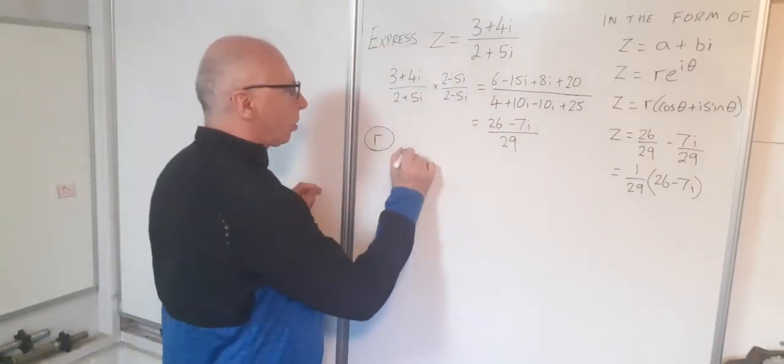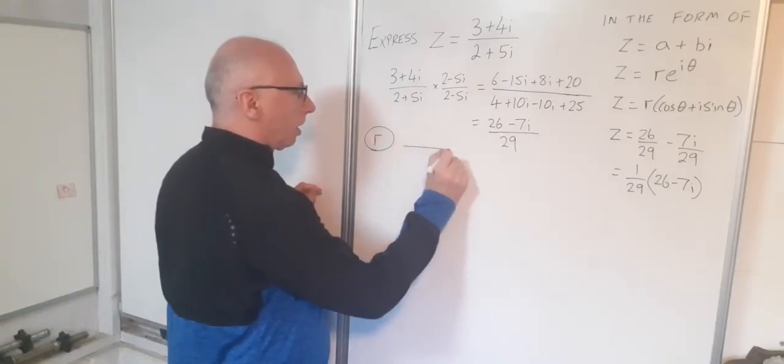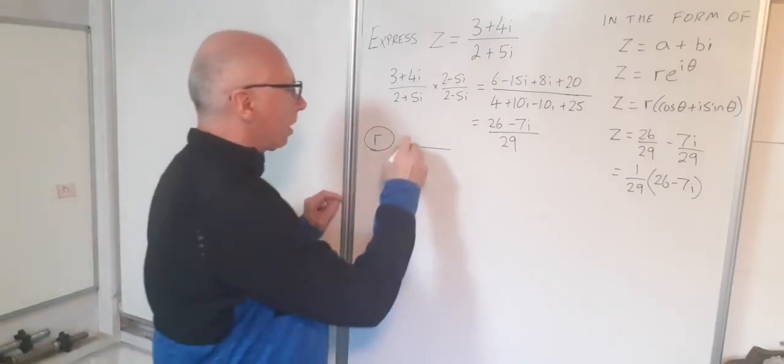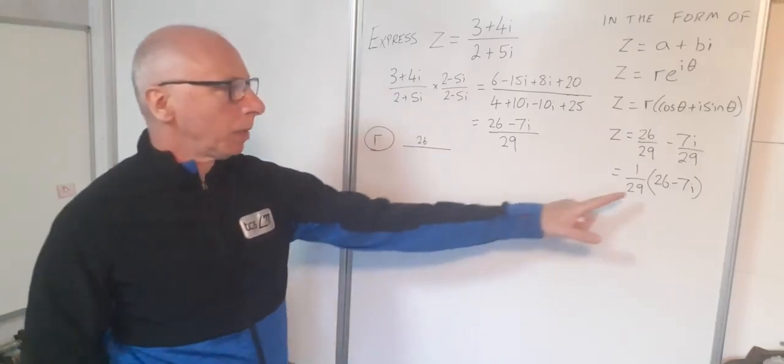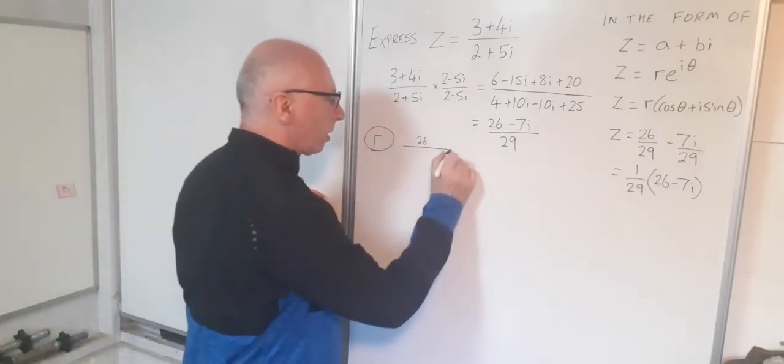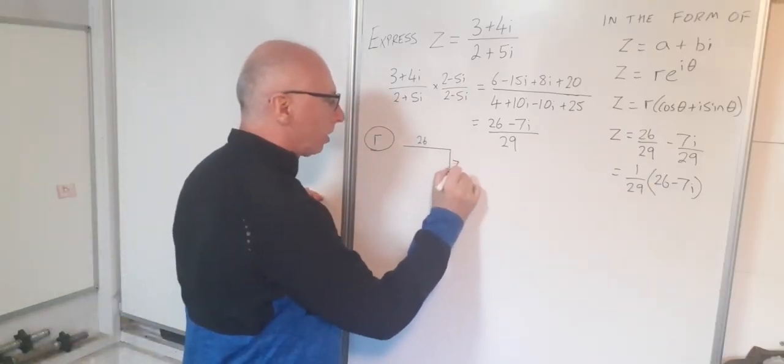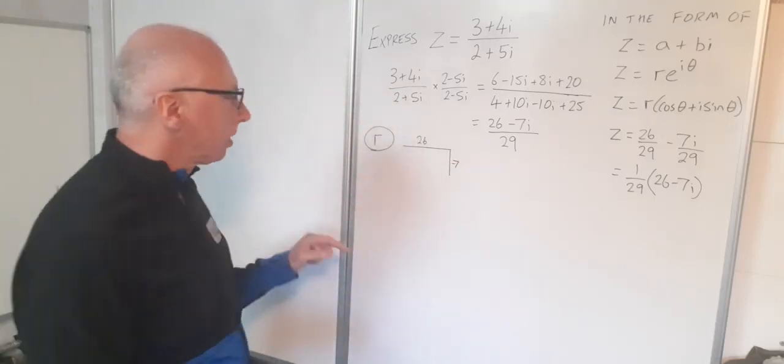So the real component is 26. Let's just draw that as a line of 26. The imaginary component is minus 7, so that'll be going down 7. So I just put minus 7 there, but it's actually a length of 7.